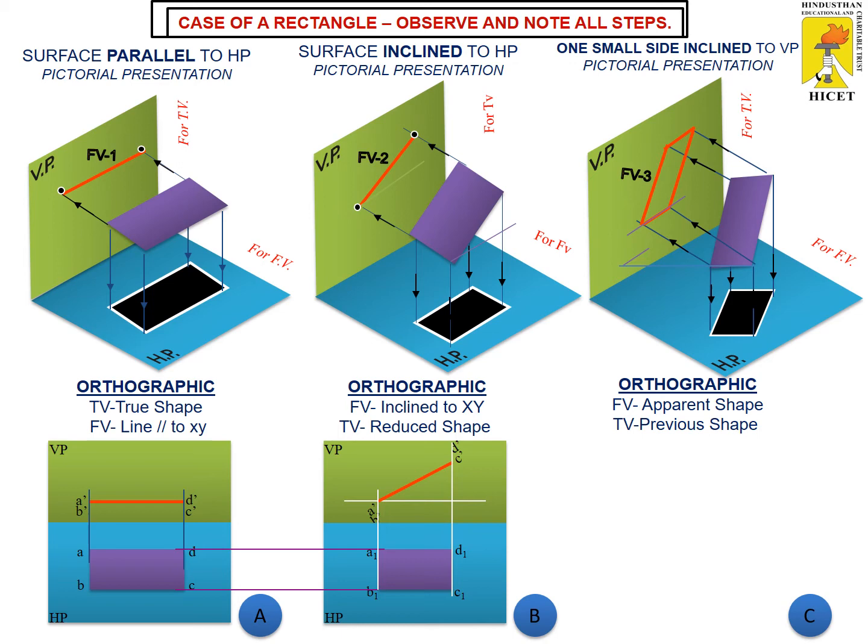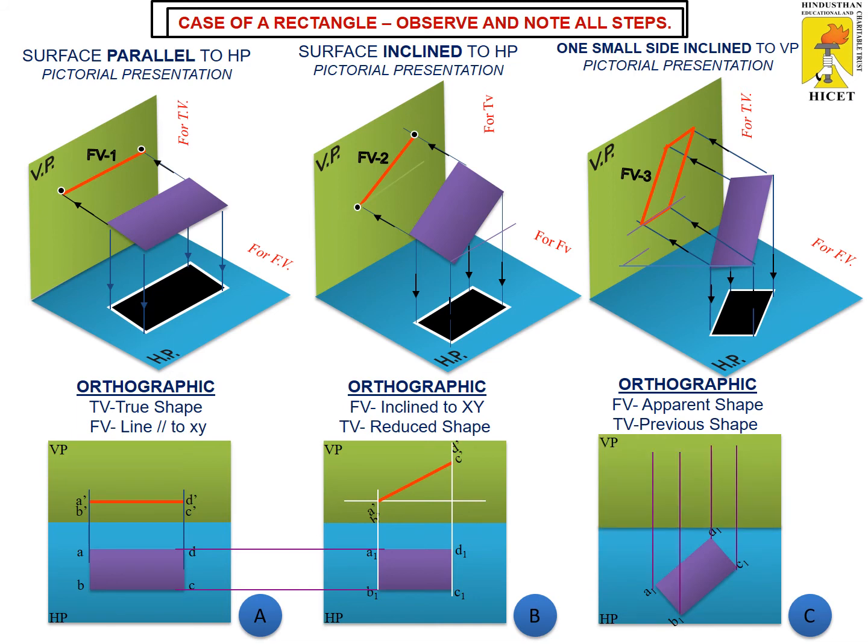In the top view, the dimensions will differ, but it looks like a rectangular plate. In the third case, both HP and VP, it will have some inclined position, as has been shown. Okay, these are some cases of a rectangular plane. These are the three different cases. Mostly these three cases will be asked.